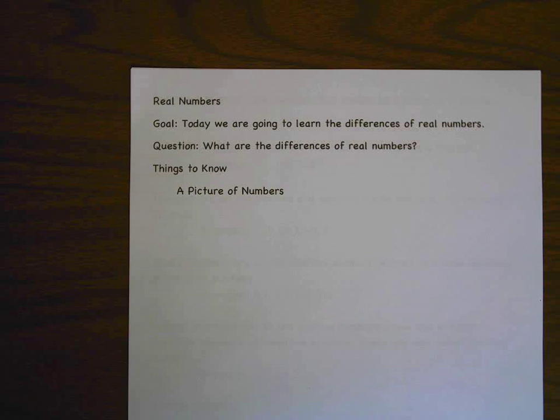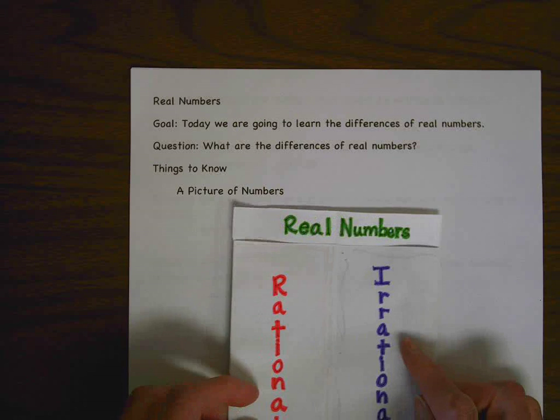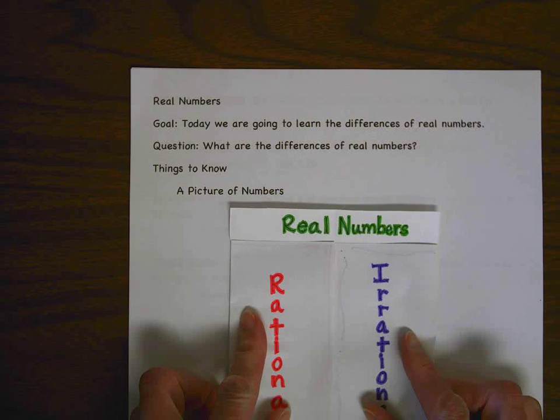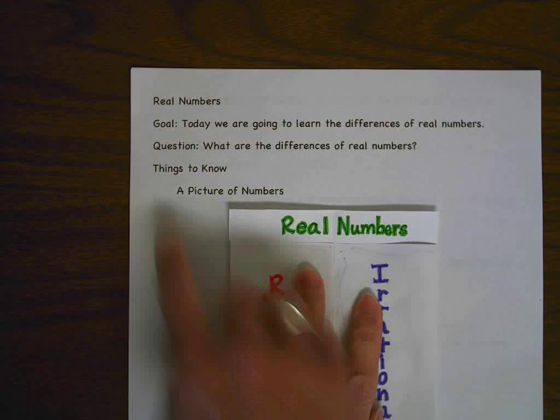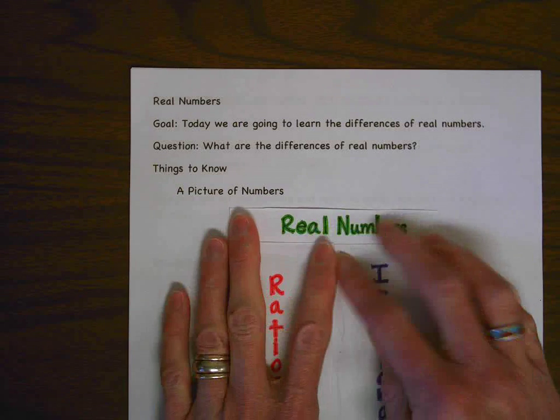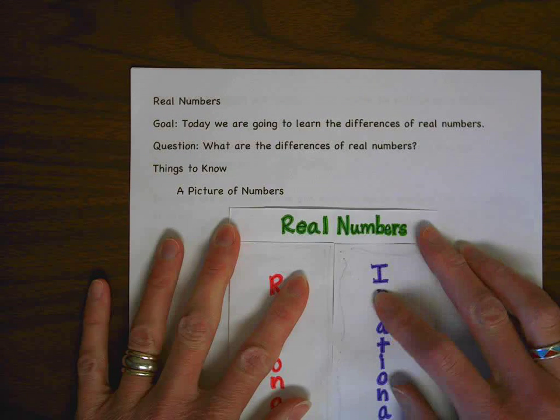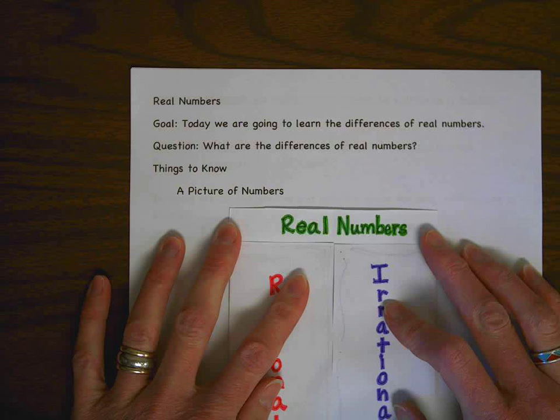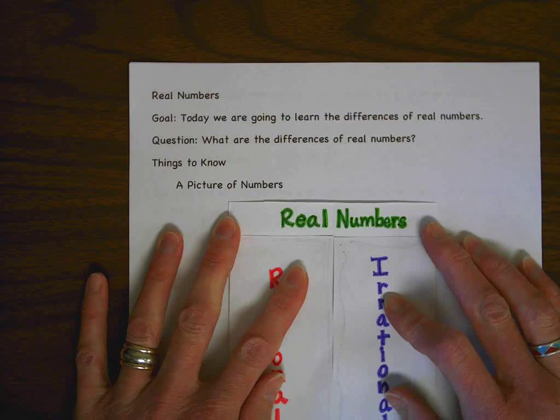Things to know. So in class, you guys created a little flip book about real numbers. And so as you can tell, this is where I need you to put this in your comp book. So things to know, a picture of numbers. And here is our flip book that we made. I would like you to go ahead and glue that into your comp book right there.